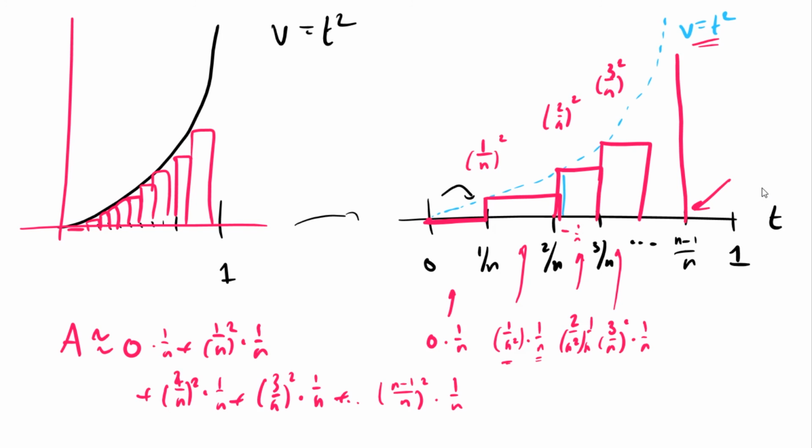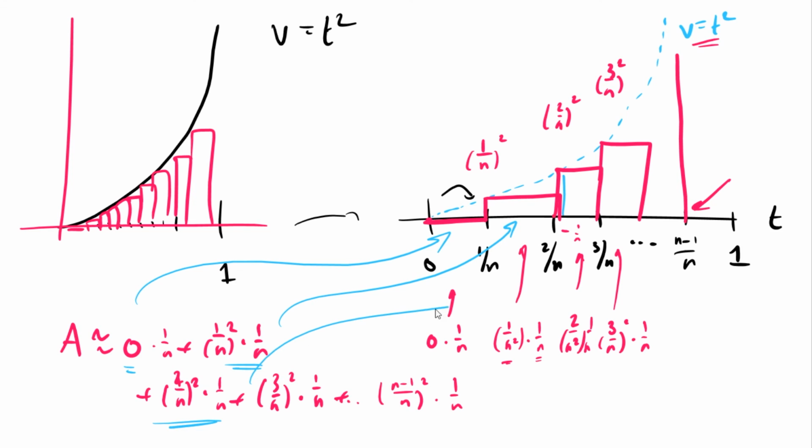Okay, so each one of these is the area of a rectangle. This is the area of that rectangle, and this is the area of that rectangle, and so on. And if you add up all the rectangles, you get an approximation for the area under the curve. Okay? So this thing that we've written here, this is what we mean when we say Riemann sum. So this is an example of a Riemann sum.